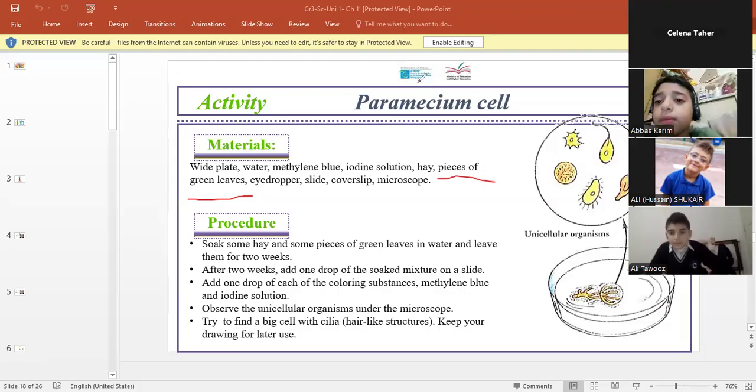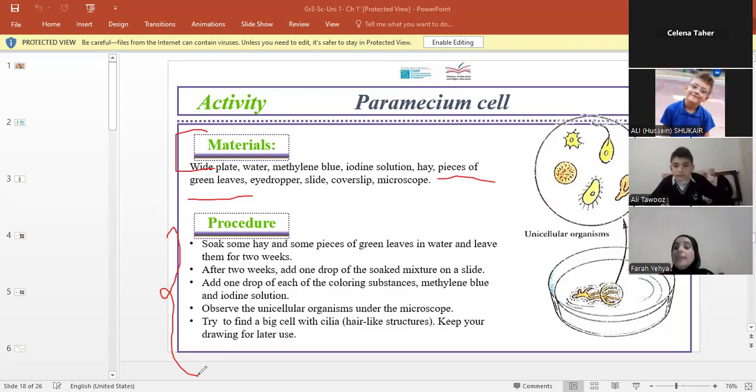As you see here, we have materials already. We explained about them. Yani, what do you need in order to do the experiment? Procedure, yani the steps. First you take these leaves, you put inside the jar, you put it in the water, you close the jar very well, and put it in the closet or in any dark place. Okay, then after 2 weeks, what do you want to do?